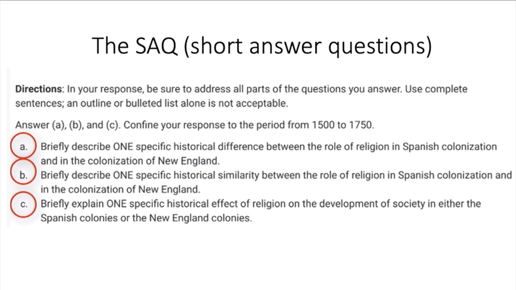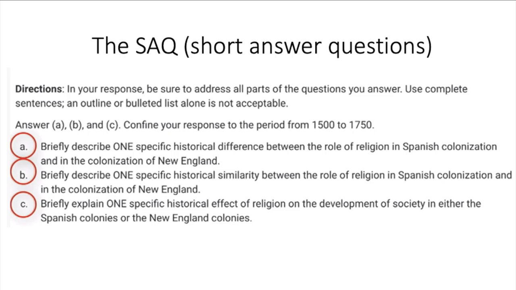Now, each question will have a part A, B, and C. For each question, you will get a total of 3 points. That is 1 point per part. So 1 point for A, 1 point for B, and 1 point for C. Remember, it is possible to get no points on part A and B, but get a point on C. So make sure you attempt to answer all 3 parts of each question.